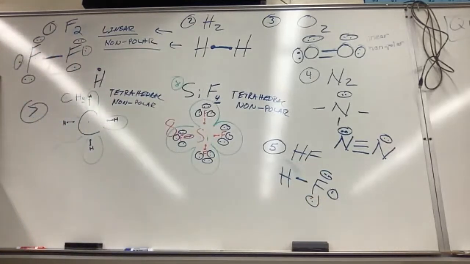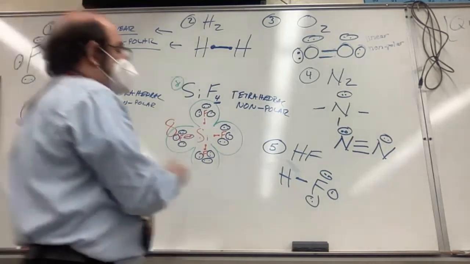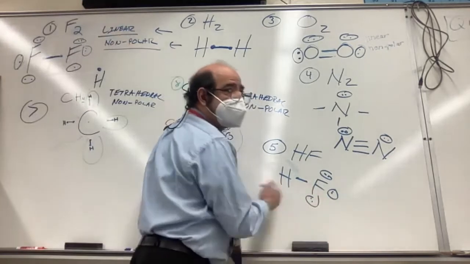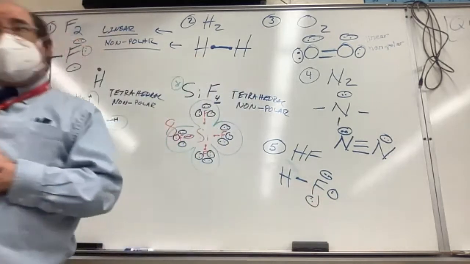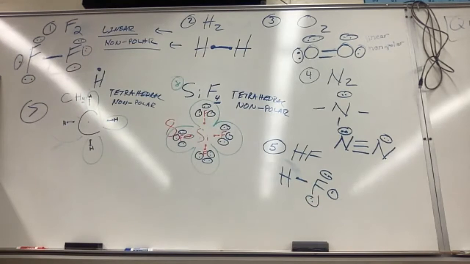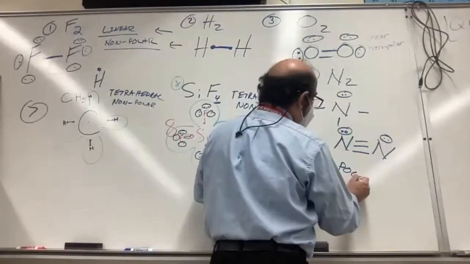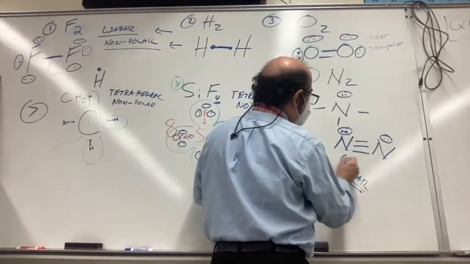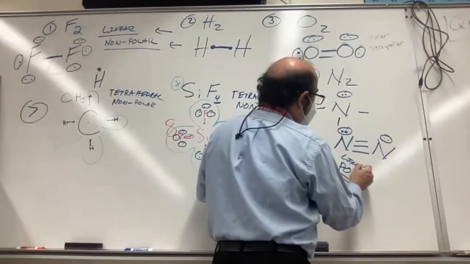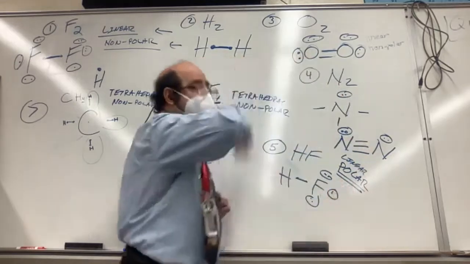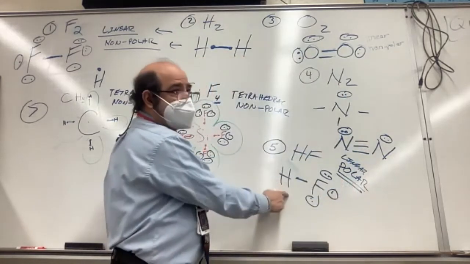Shape? Linear. It's only 2 things. It's linear. But are these the same on both sides? No, this is a tug of war that fluorine is going to win. So that makes it polar, because it is not symmetrical.